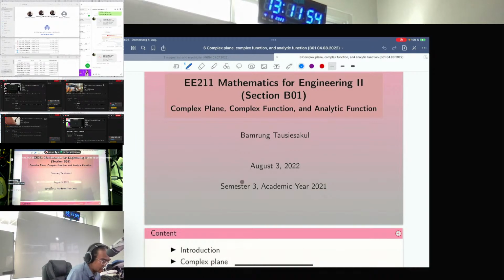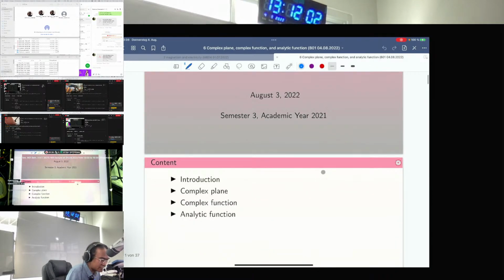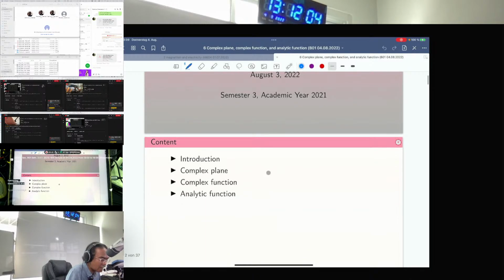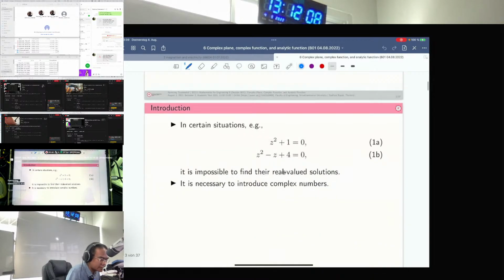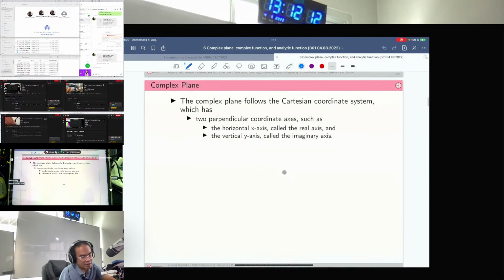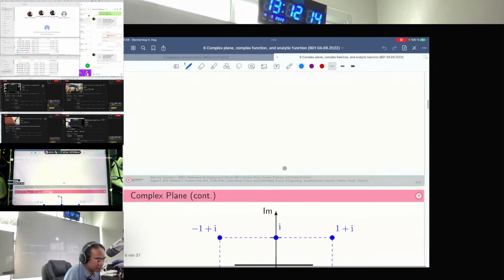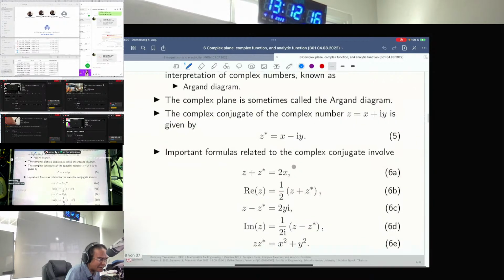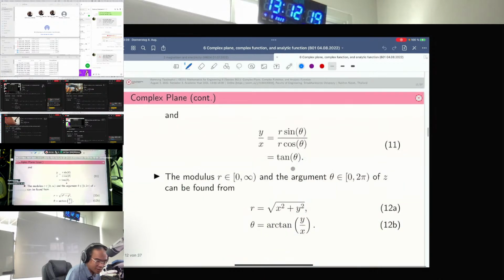complex plane, complex function, analytic function. We have also included in the lecture the Euler-Cauchy equation, which is a condition that we use to test whether that function is analytic or not, but before that you have to know what is analytic. Okay.